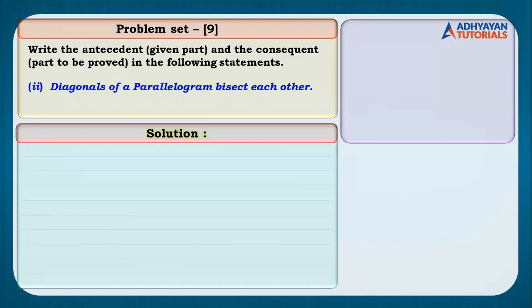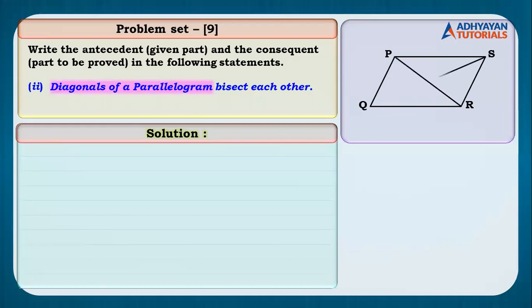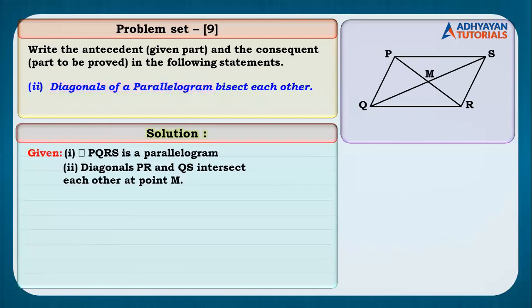Here, the given part is basically a parallelogram, just a parallelogram and its diagonals. So I'll draw a figure for a parallelogram. As you can see on the screen, quadrilateral PQRS is a parallelogram. And there are diagonals, children, which I would state that they intersect each other at point M.